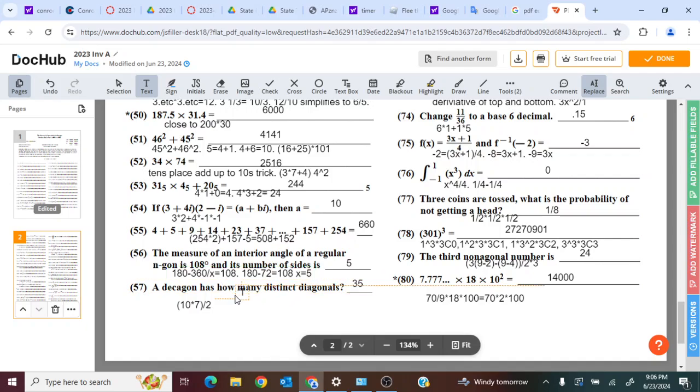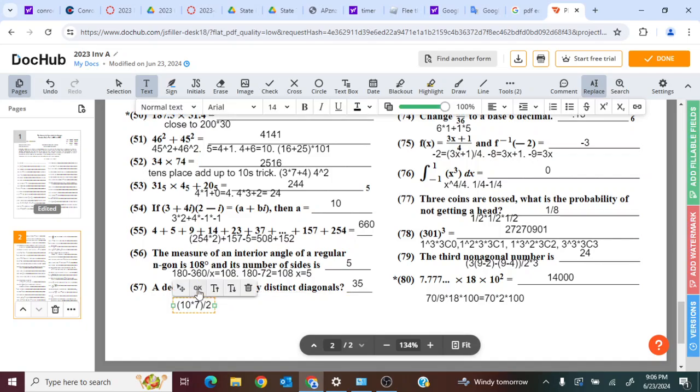Pentagon has how many distinct diagonals? Distinct diagonals of a polygon is side times side minus 3 all over 2. So 10 over 2, 5 times 7 is 35.